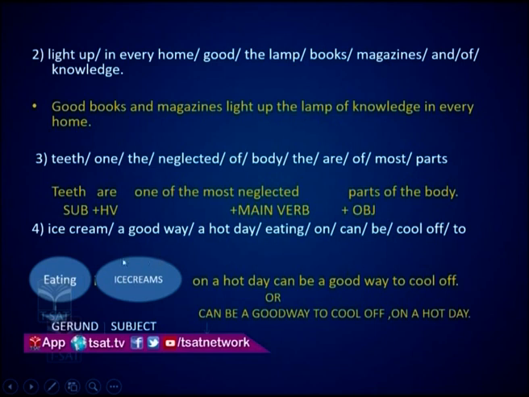You can frame a sentence in this order, or you can frame it like this also. Eating ice creams can be a good way to cool off, comma, on a hot day. So both the forms of sentences are correct. Both the options are correct.